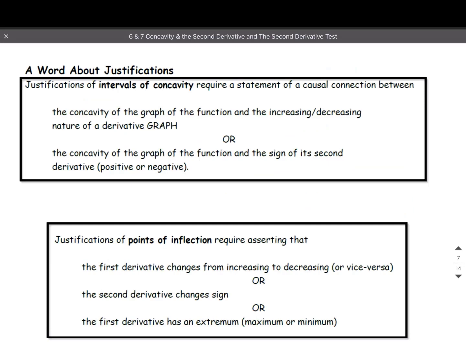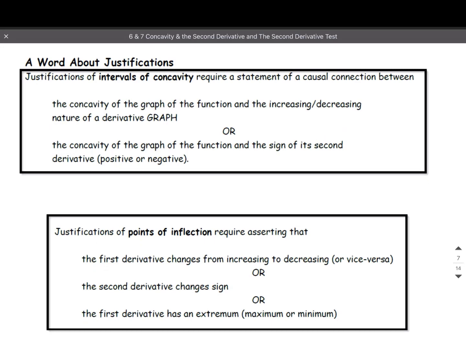Now just a quick word about justifications. Justifications of intervals of concavity require a statement of causal connection between either the concavity of the graph of the function and the increasing or decreasing nature of the derivative graph. So if you're given a derivative graph, then you can tell us it's increasing or decreasing, and that's what affects the concavity. If you're given analytic, we can also look at the concavity of the graph if the sign of its second derivative is positive or negative.